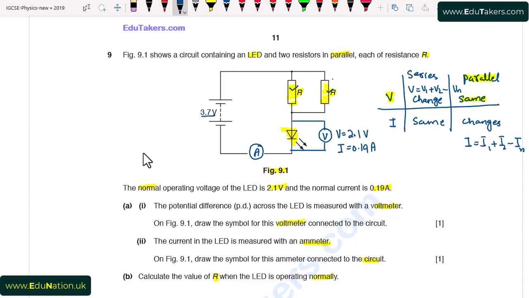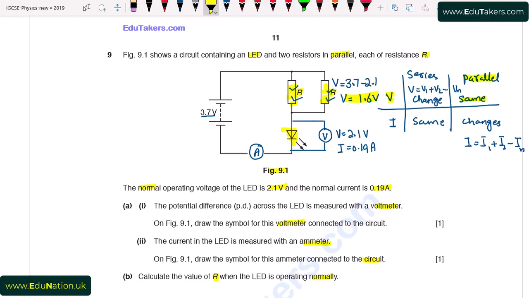So I write here V will be equal to 3.7 minus 2.1. So the potential difference across resistor comes to be 1.6 volt. This value of potential difference is across this R and also across this R. In both of these resistors, the potential difference remains same because both of these are in parallel combination. We have to find out the value of resistance. For that, we have to know about the potential difference and current. Potential difference that we already calculated, it is equal to 1.6.